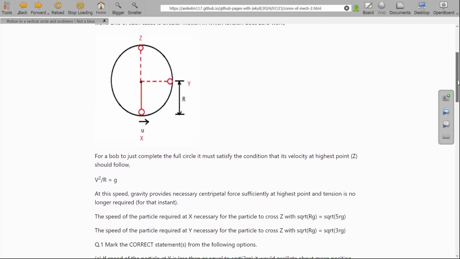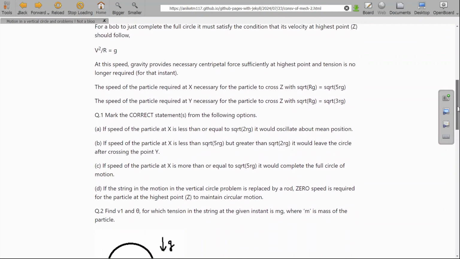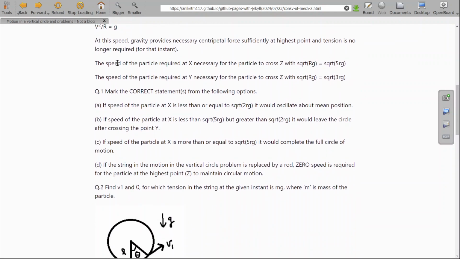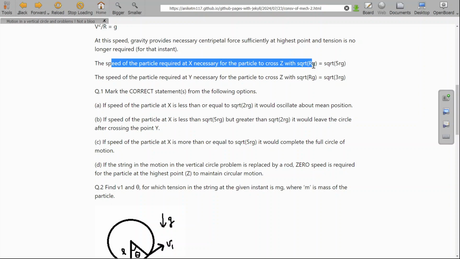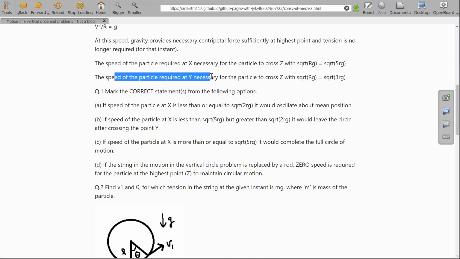So next, let us do some questions. So this is written here. The speed of the particle required at x, necessary for the particle to cross z with square root rg, that is the minimum possible speed, is square root 5 rg. Similarly, the speed of the particle required at y, necessary for the particle to cross z with square root rg, is equal to square root 3 rg. So this is what necessary conditions mean. Necessary conditions mean that if we want the particle to have square root rg speed at z, then we must have square root 3 rg at y.